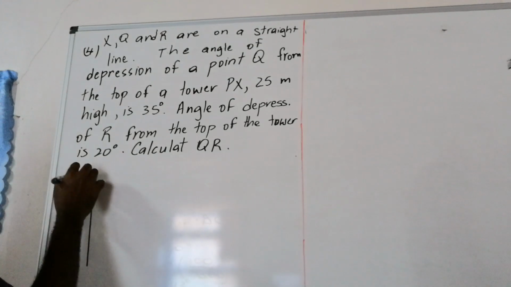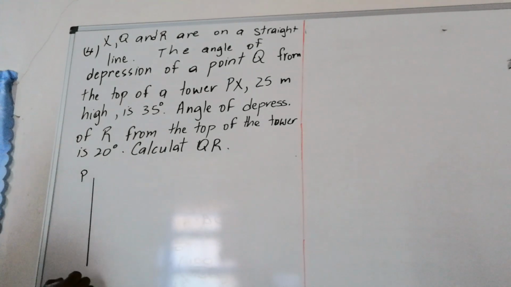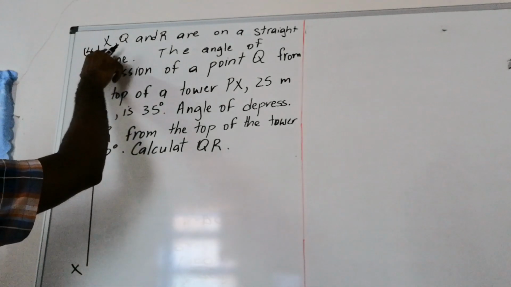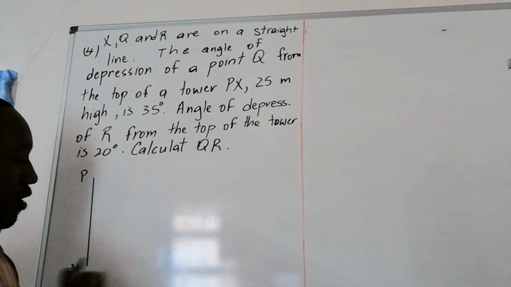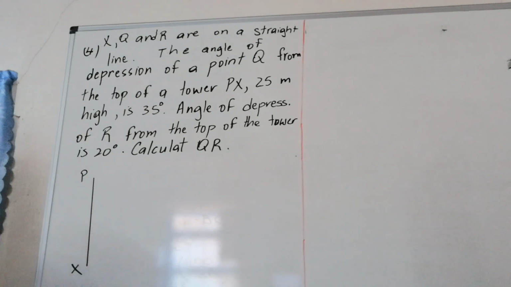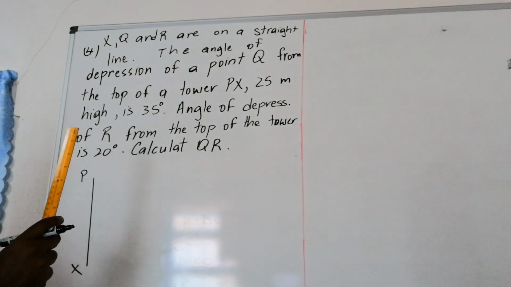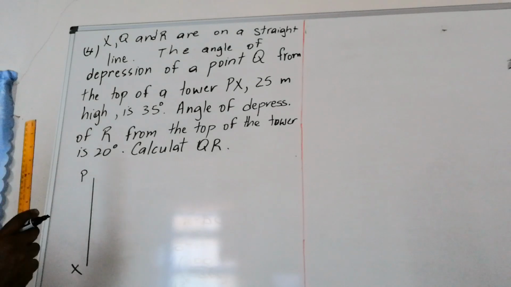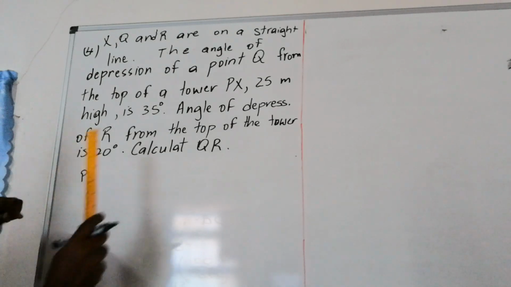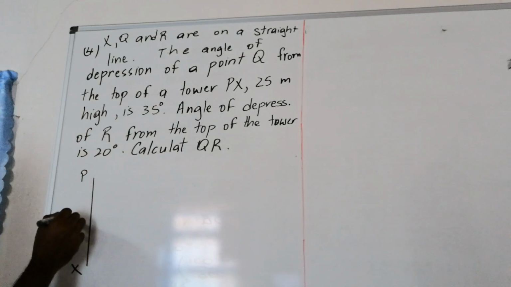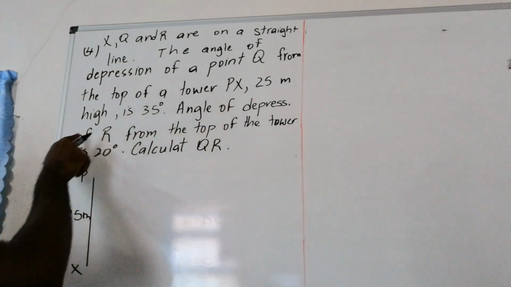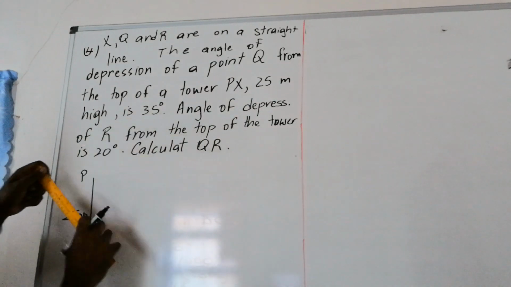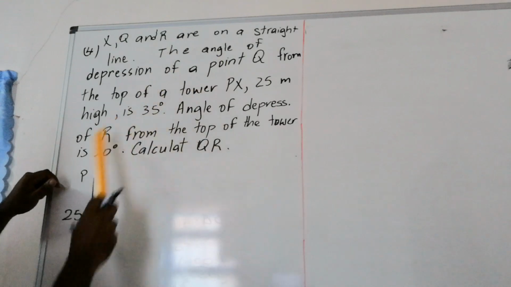This is P. This is X. We put X here because it says X, Q, and R are on the straight line. These are on the straight horizontal line. So here is P, here is X. And the angle of depression of Q from the top of the tower PX, which is 25 meters high, is 35 degrees. So the angle of depression is 35 degrees.